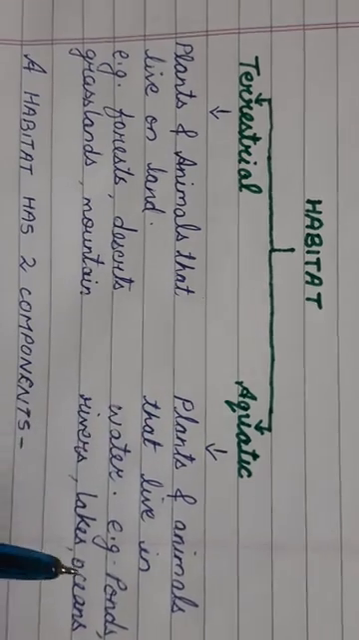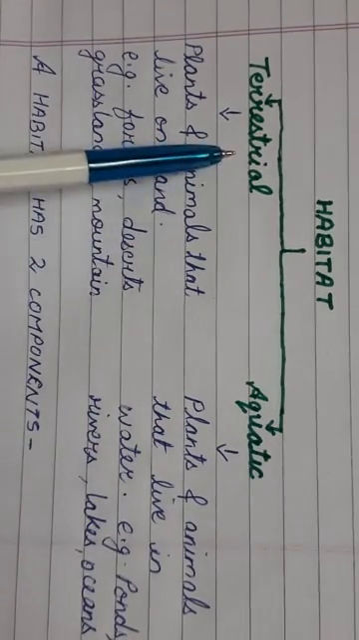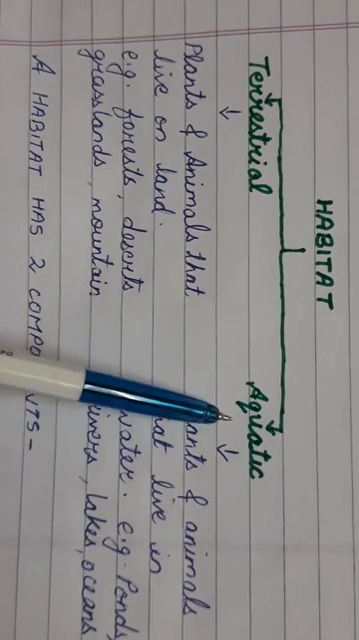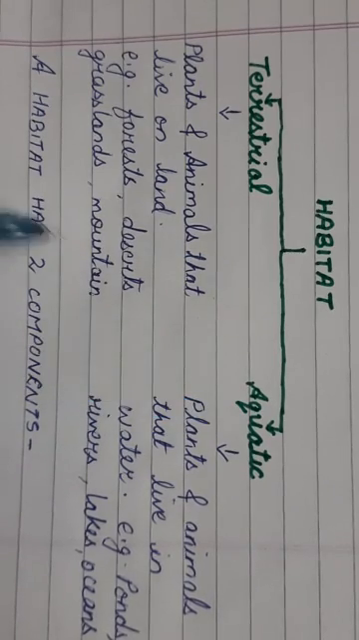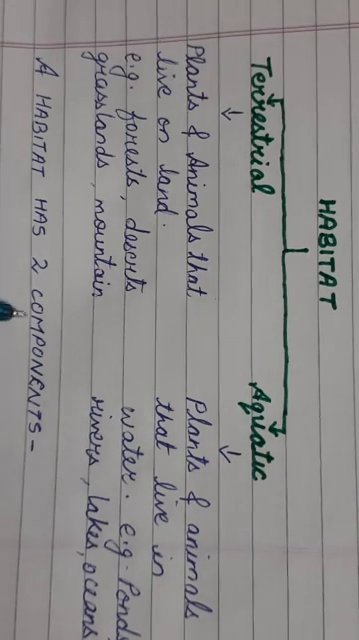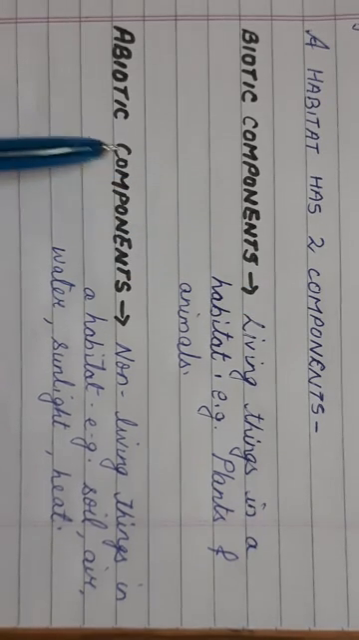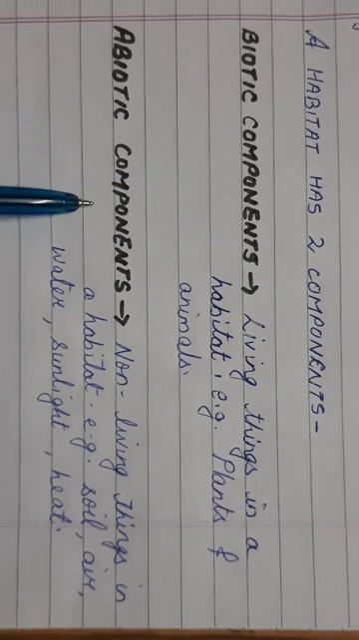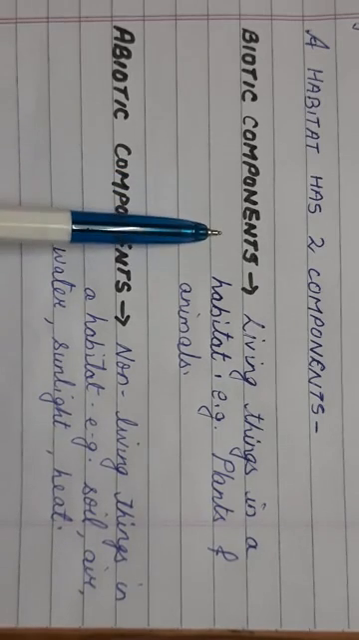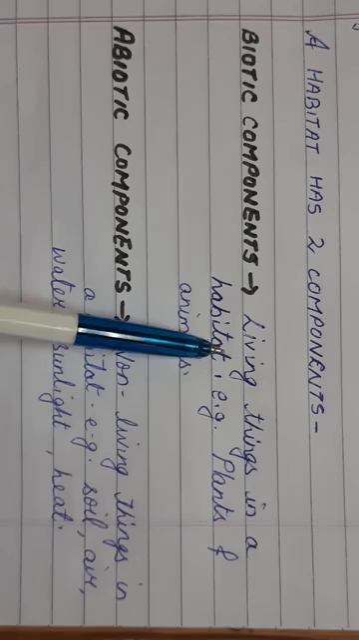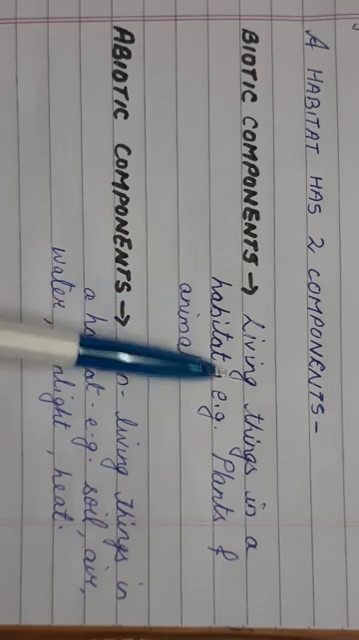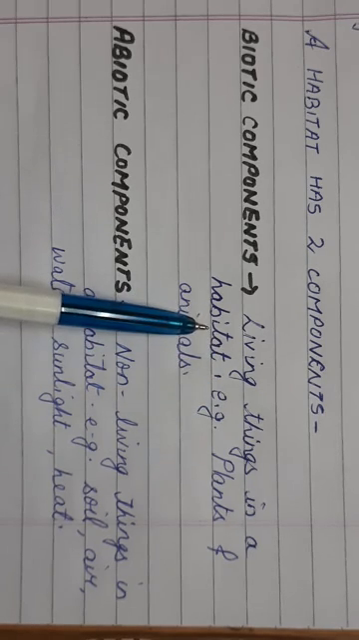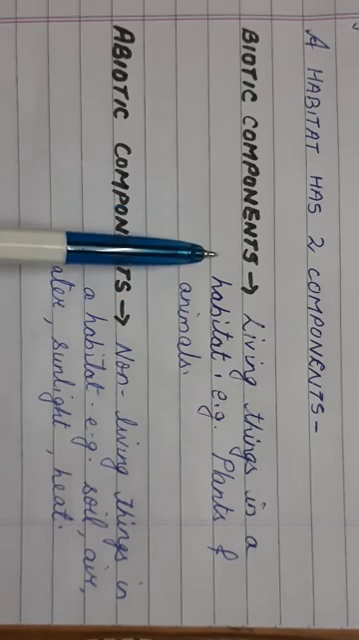These were the kinds of habitat: terrestrial habitat and aquatic habitat. Now, a habitat has two components. What are these two components? One is the biotic component, and the other one is the abiotic component. The biotic components include living things in a habitat. All the living things in a habitat are called the biotic components.